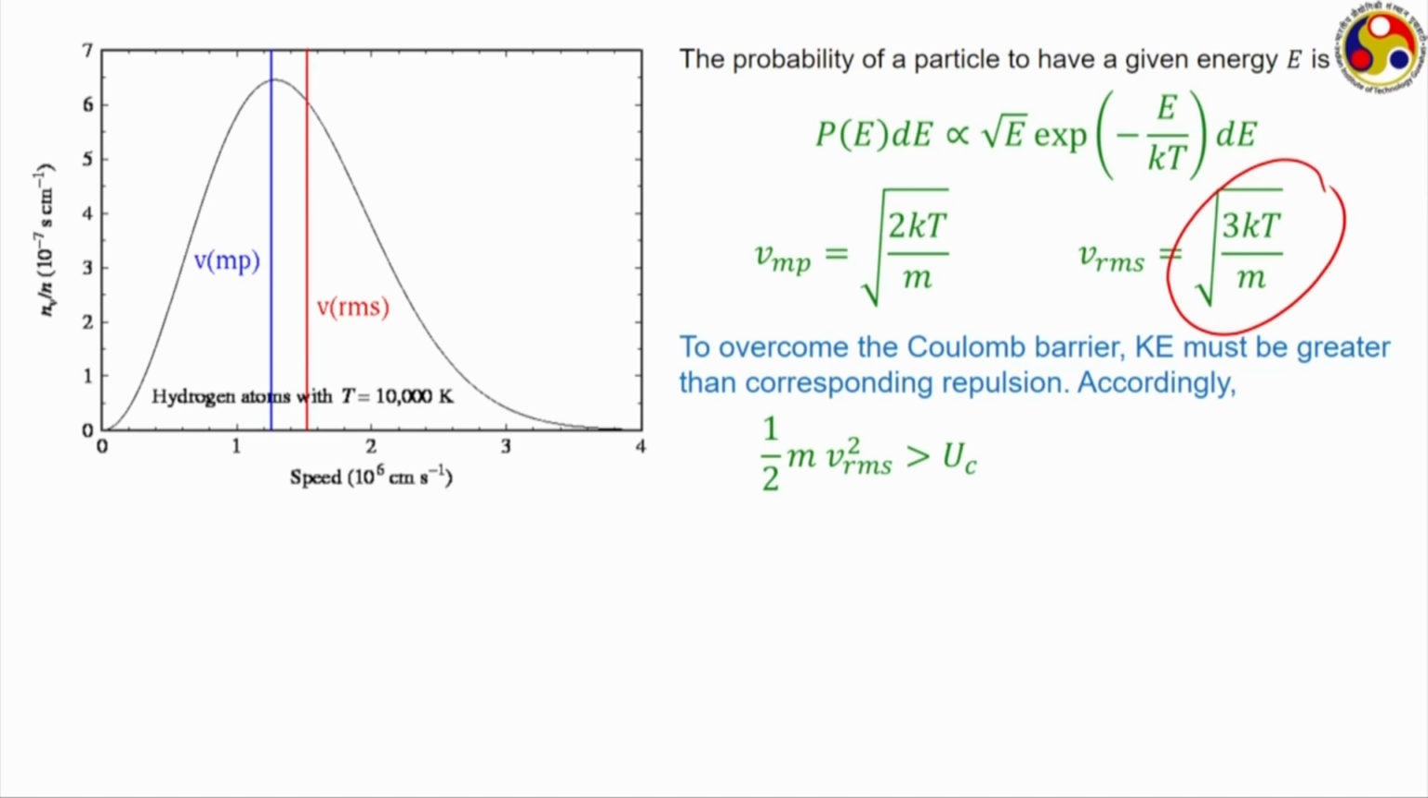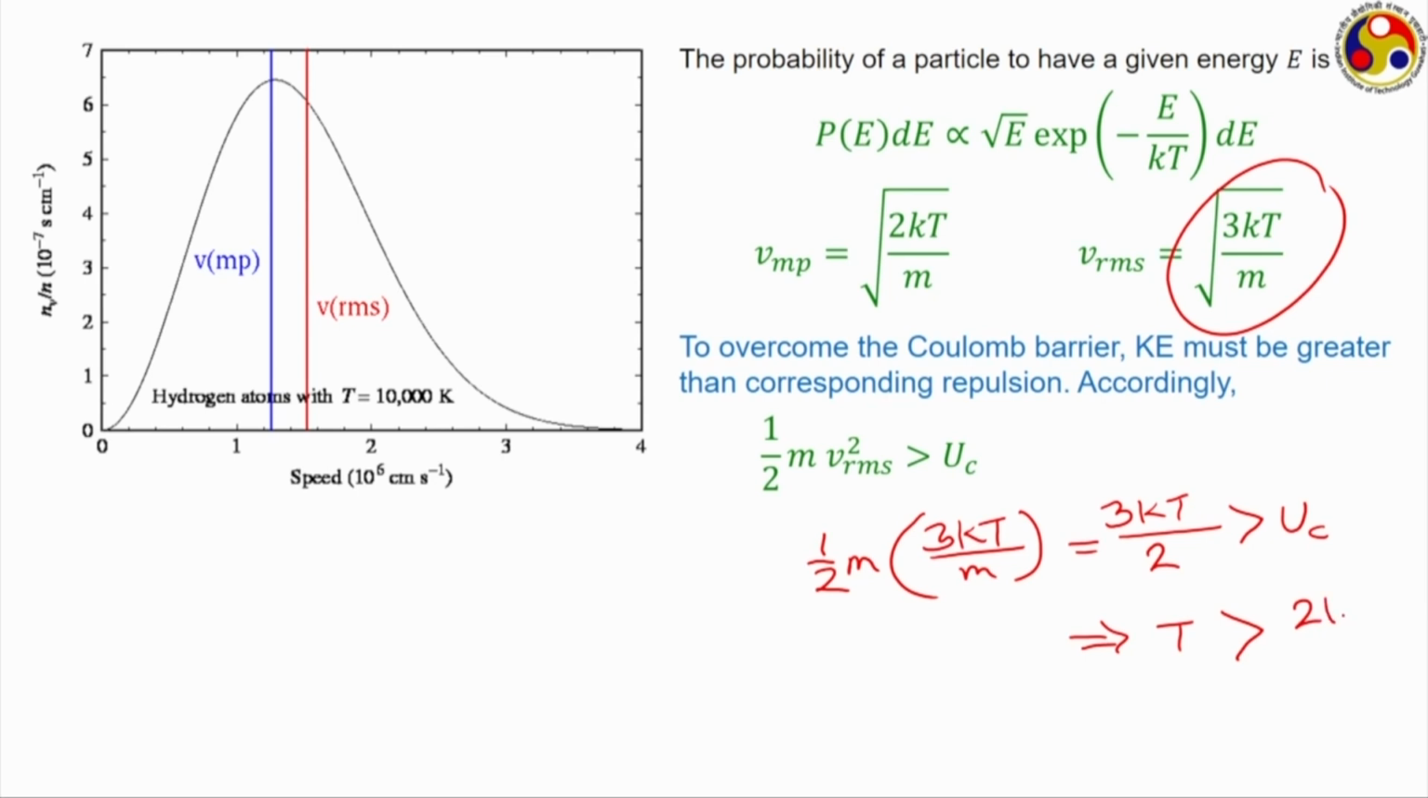So, RMS velocity is this one. So, we can clearly write the kinetic energy is half m into 3 k T by m, where m cancels out. So, it is 3 k T by 2. This should be greater than this UC. From there we can say that the temperature should be greater than 2 UC divided by 3 k, and UC was given in the previous slide.